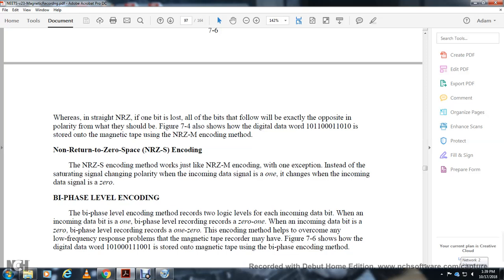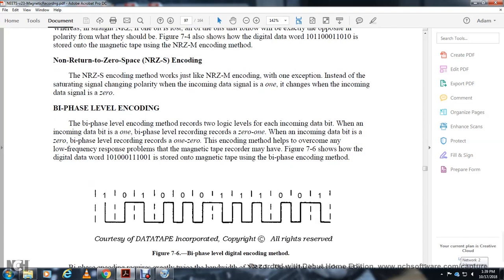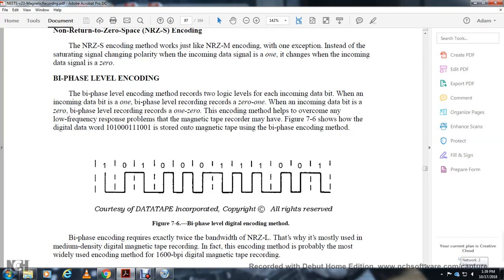This encoding method helps to overcome the low frequency response problem that a magnetic tape recorder may have. Figure 76 shows how the digital data word of ones and zeros is stored on magnetic tape using the biphase encoding method. This is the biphase level digital encoding method.